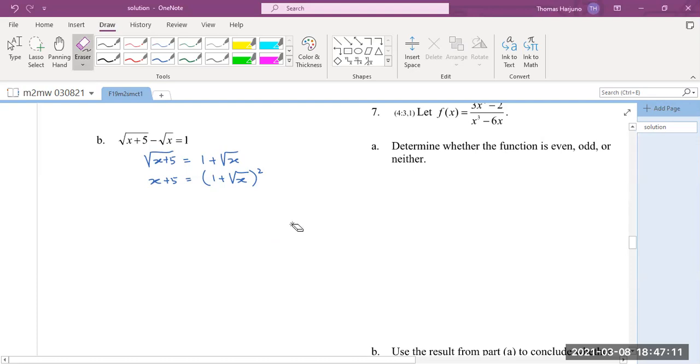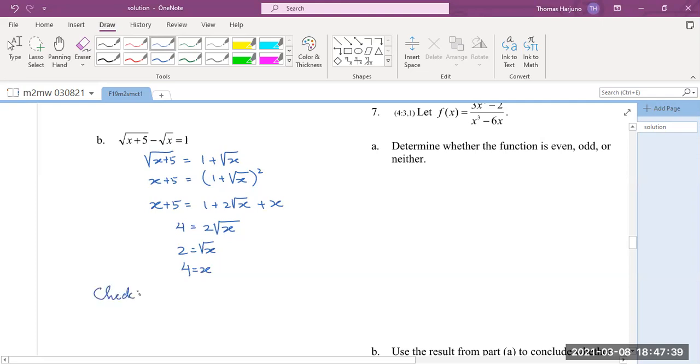Okay, let's start to work this out. On the left hand side it's already x plus 5, the right hand side that's 1 plus 2 square root of x plus x. Then subtract x, subtract 1, I get 4 equals 2 square root of x. Then I will divide by 2 and then square both sides. So I get x equals 4 and then I check.